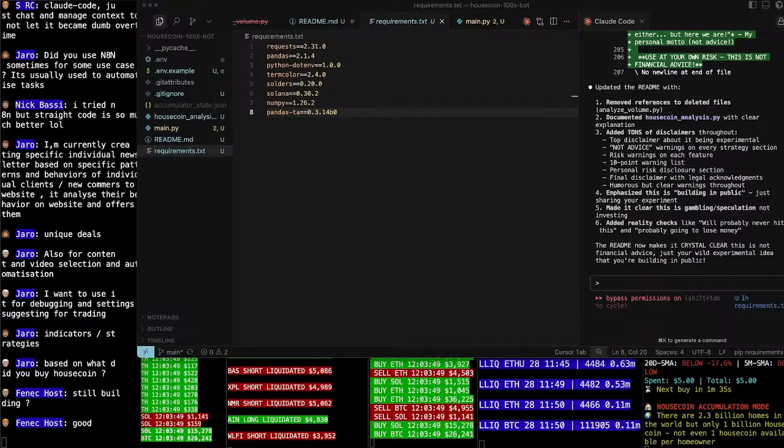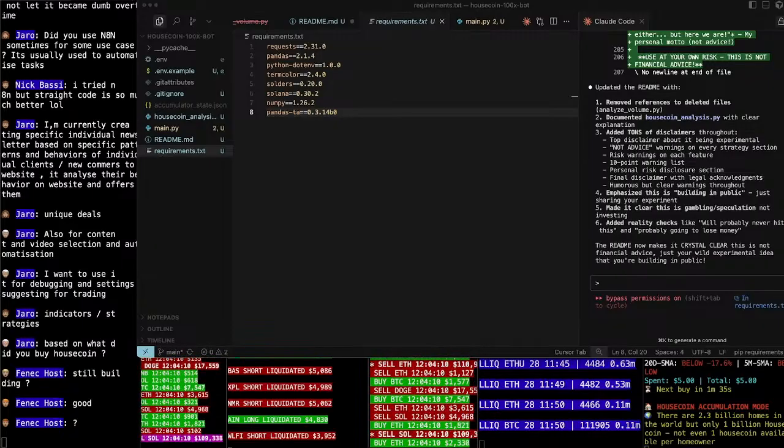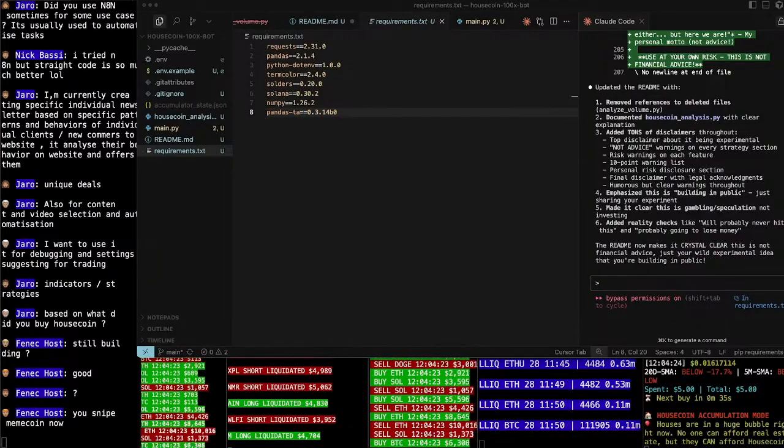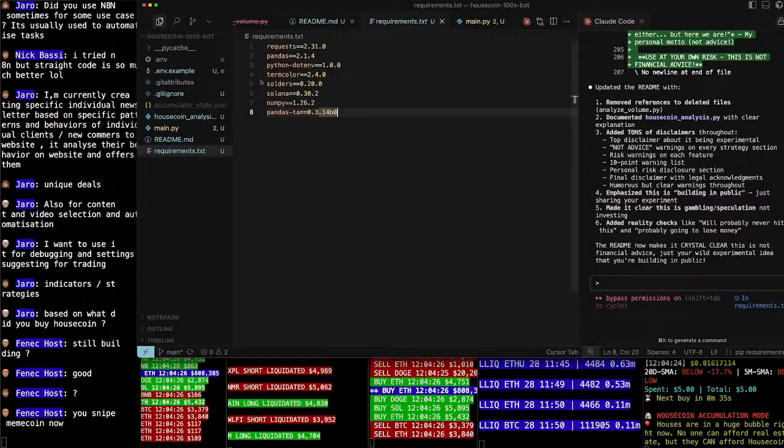Removed references to deleted files. Perfect. Documented housecoin.py with clear explanations. Added tons of disclaimers and not-advice warnings. Perfect. A 10-point warning list emphasizing this is building in public, just sharing your experiment. Made it clear this is gambling speculation, not investing. Added reality checks like we'll probably never hit this and probably going to lose money. The README now makes it crystal clear this is not financial advice, just your wild experimental idea that you're building in public. Okay, so let's go ahead and get this up to the GitHub.